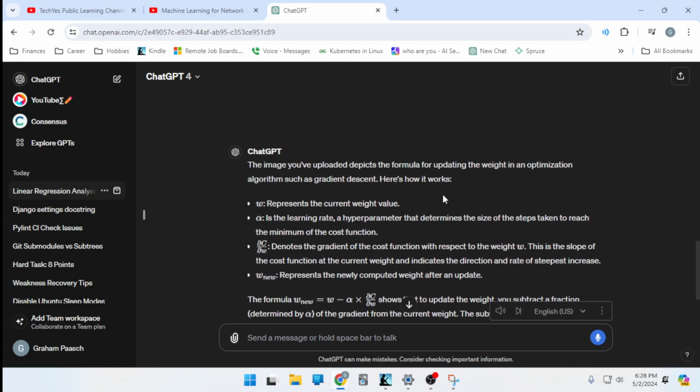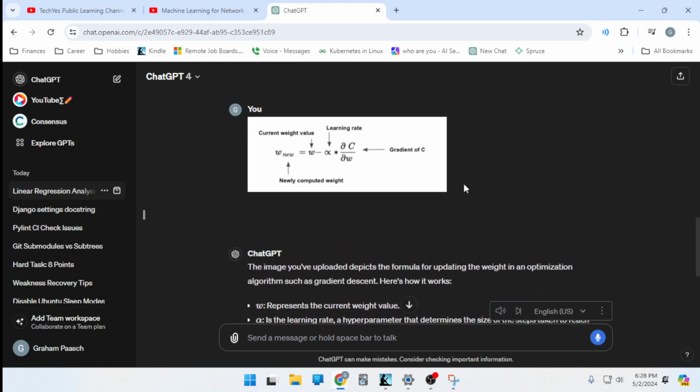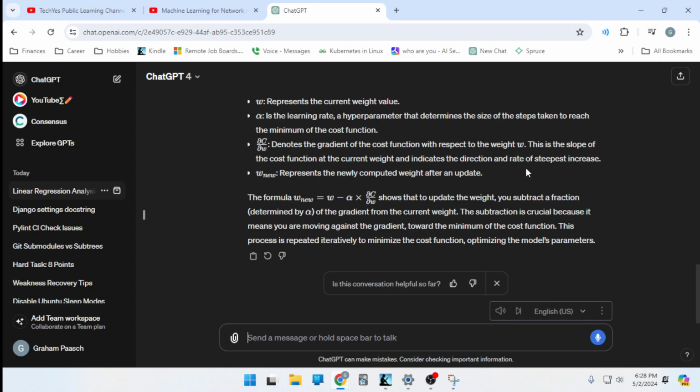The formula W new equals W minus alpha times partial C over partial W shows that to update the weight, you subtract a fraction, determined by alpha, of the gradient from the current weight. This subtraction is crucial because it means you are moving against the gradient toward the minimum of the cost function. This process is repeated iteratively to minimize the cost function, optimizing the model's parameters.